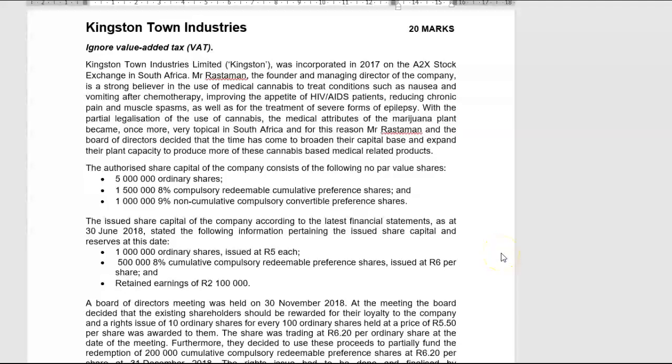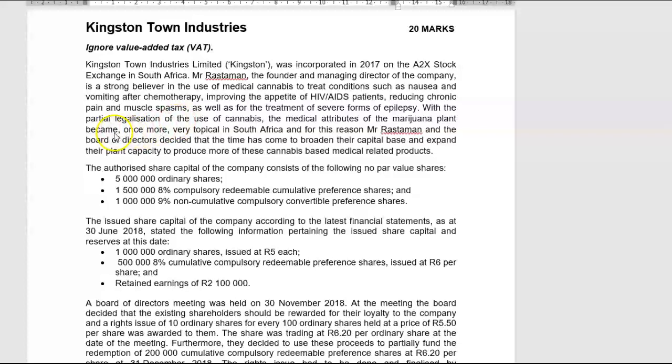Kingston Town Industries, that tests whether you can do journal entries. It's not a difficult question, but it is a good exercise to see whether you can do journals. Kingston Town Industries was incorporated in 2017 on the L2X stock exchange in South Africa.